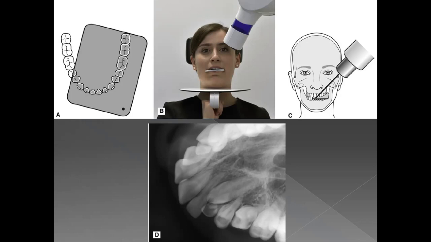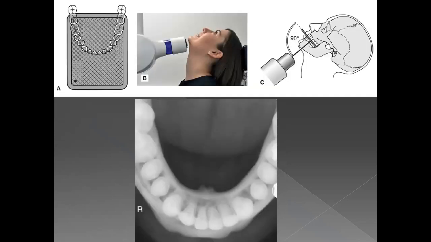So the angulation is roughly the same 65-degree angle, but now the entry point of this X-ray beam is held at roughly 2 centimeters below the lateral canthus of the eye. All right. So this covers the maxillary occlusals. Now let's move on to the mandibular occlusals.